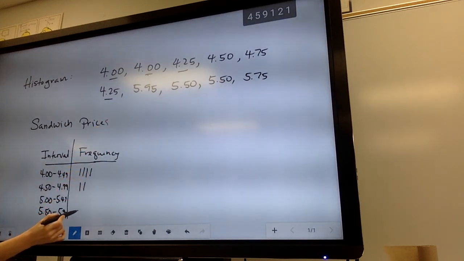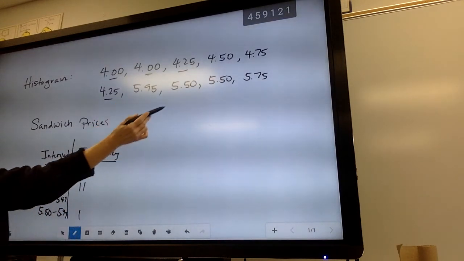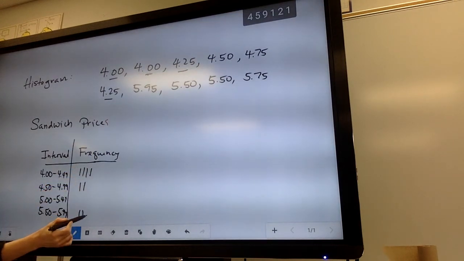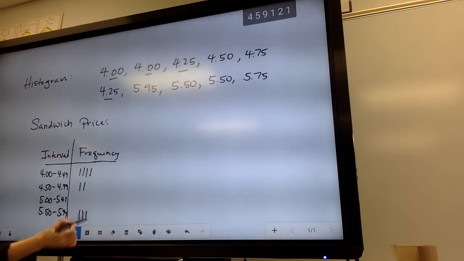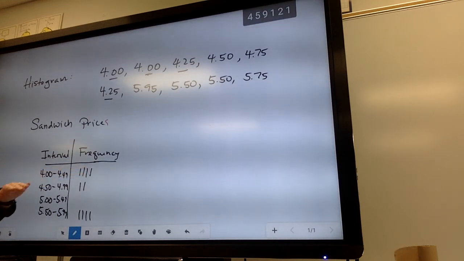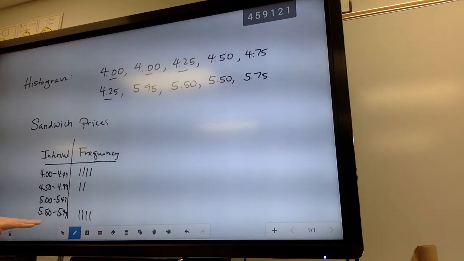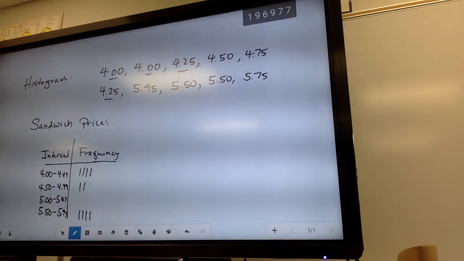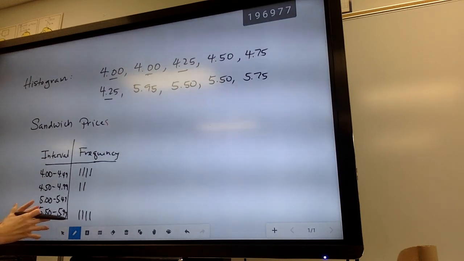$5.95, that'd be in my last interval. $5.50, that would be in my last interval. Another $5.50 and another $5.75. So I've got 4 sandwiches in the first interval, 2 sandwiches in the second interval, and I've got 4 sandwiches in the final interval. I didn't have anything here, but that's okay. Now, that's your frequency table. You've got to build that.